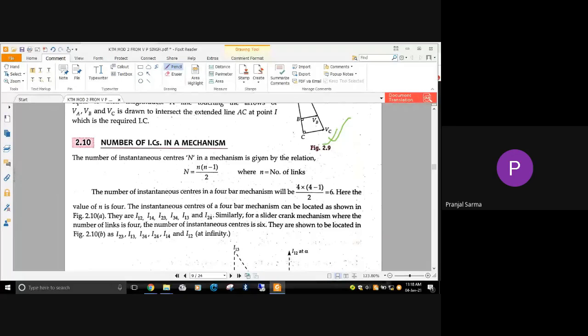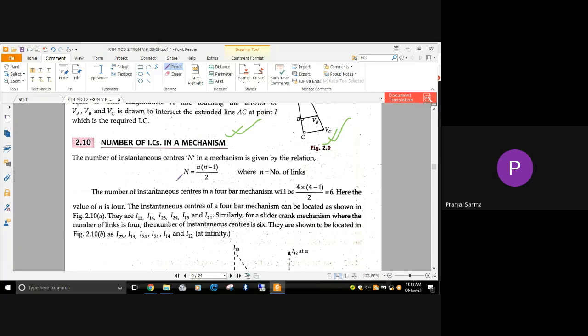Okay, thank you. So now we know how the instantaneous center is related to the velocity. Now we should also know how many instantaneous centers there are for a particular mechanism. Only then will we be able to locate them properly. So now, how do we find the number of instantaneous centers for a particular mechanism?